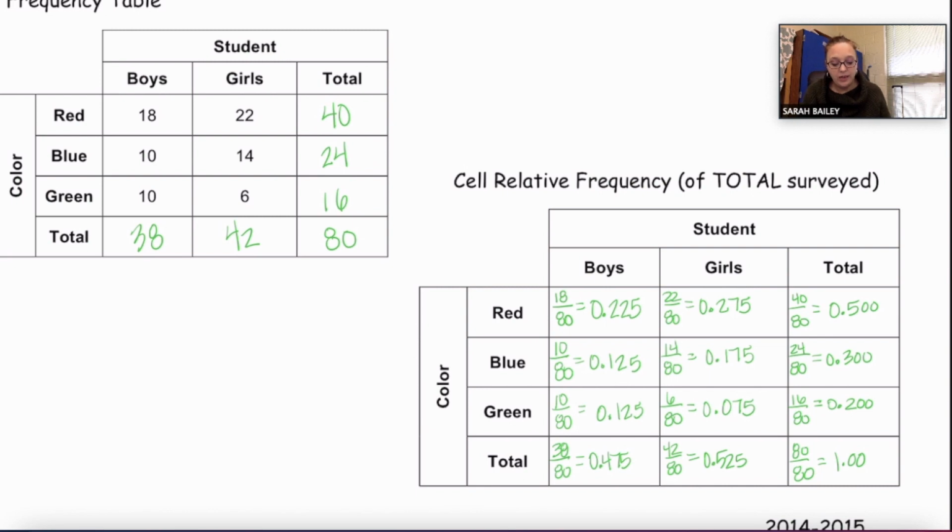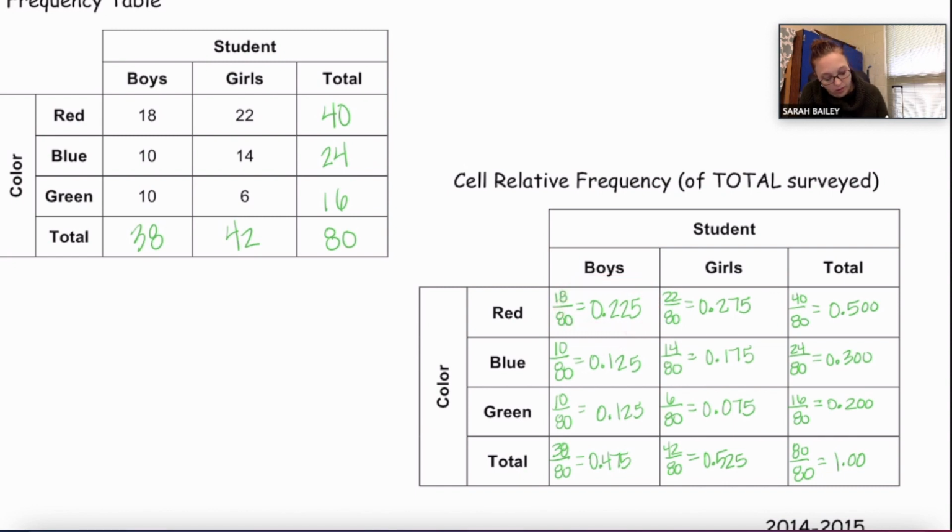So this is my relative frequency table based on the total number surveyed. So all of these are decimals, but we could easily look at any of these and convert them to percents. For example, that percent that I've got circled would be 22.5%. So 22.5% of the people that were surveyed were boys who said red was their favorite color.